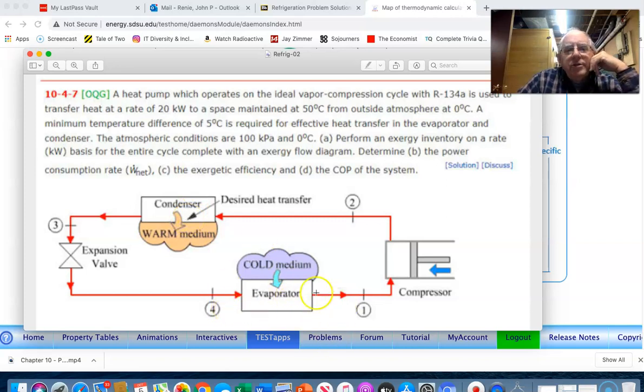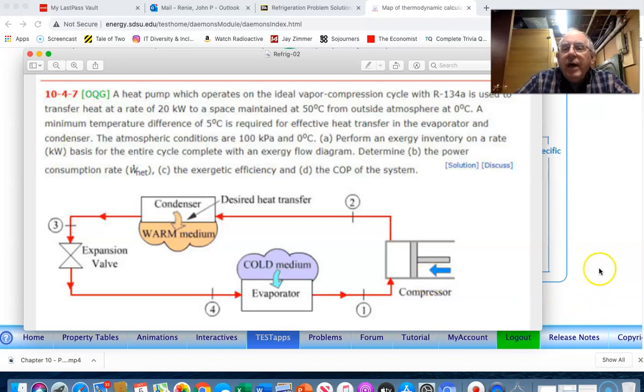And then we also know that the expansion valve goes to a pressure, and that pressure is dictated by the temperature throughout the evaporator at -5 degrees Celsius. And so that gives us some information that we can work with. It gives us the two pressures that we're operating this system with.